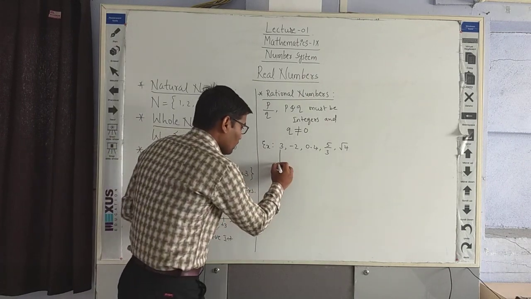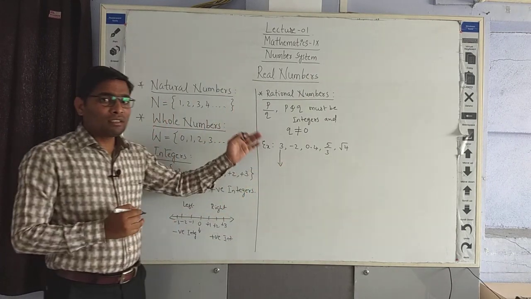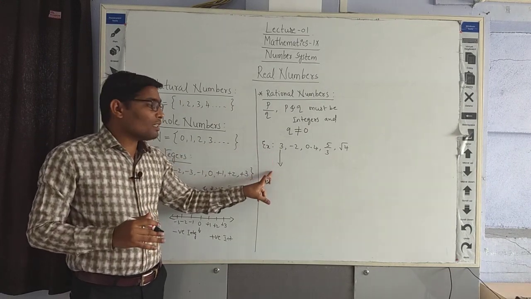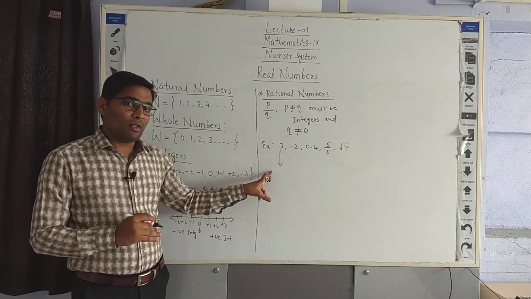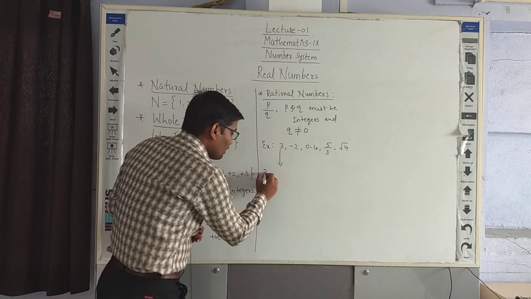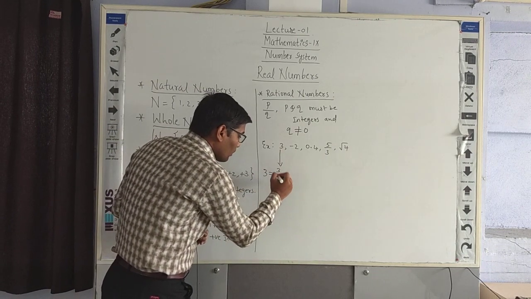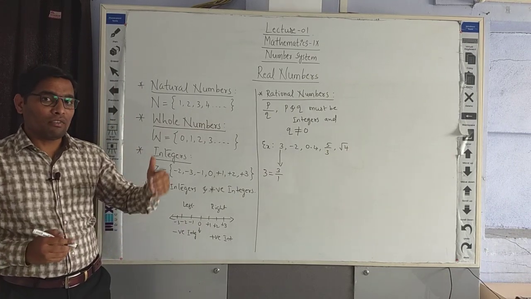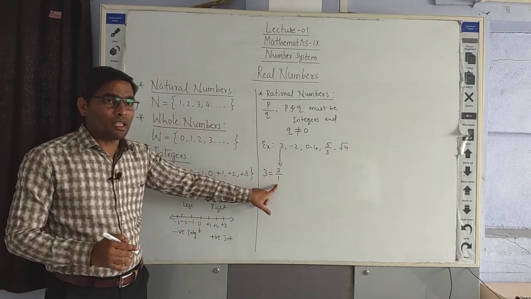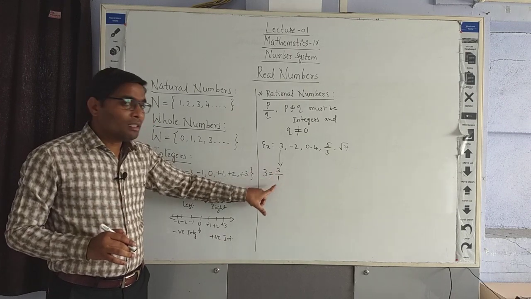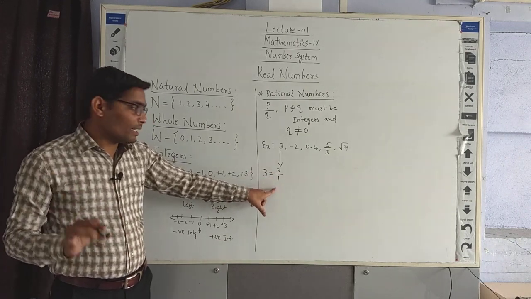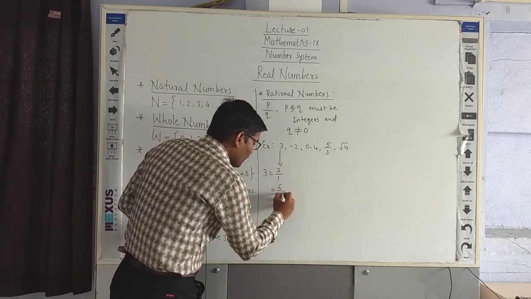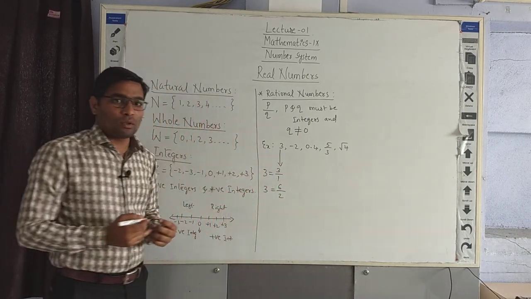First, moving to the first one, the number 3. 3 is, first of all, not in the form of p by q. But 3 can be written in the form of p by q. How? 3 equals 3 by 1. We know that all positive integers can be written in the form of p by q by writing denominator 1. Then it will be in the form of p by q, that is numerator and denominator. It can also be written as 6 by 2. 6 by 2 is also equal to 3.